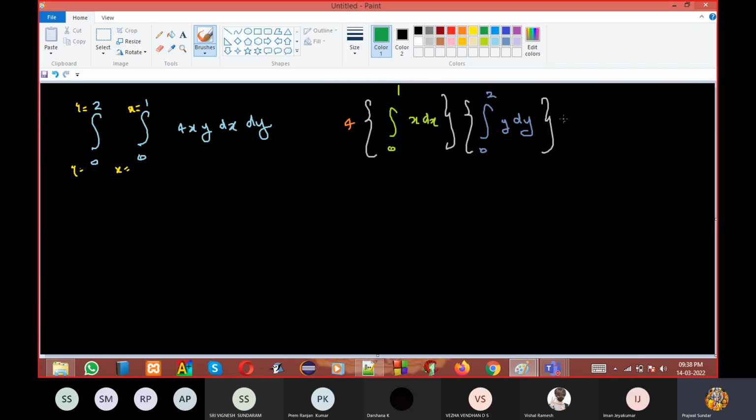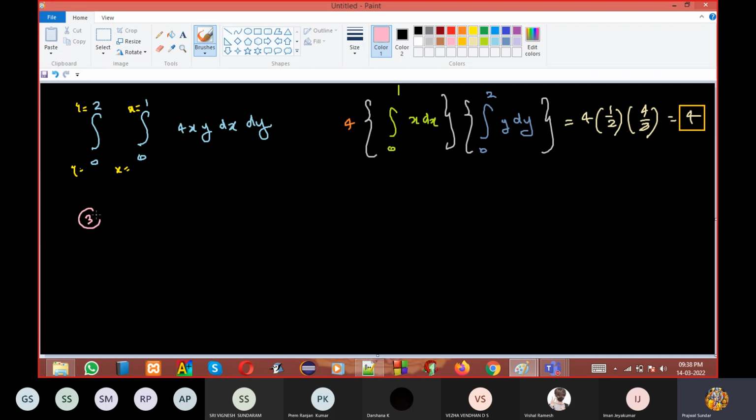Look at this. What will happen? 4 into this will be, I'm writing directly, I'm not going to waste time evaluating integrals. This will be 1 by 2, this will be 4 by 2, so the answer is 4, I guess. Even if the integral answer is wrong, I am trying to do it faster. Just try to grasp the concept. Don't try to see the final solution.